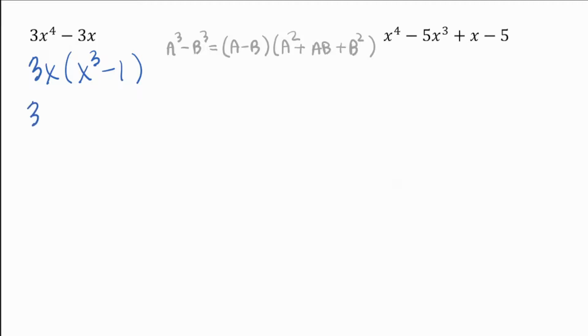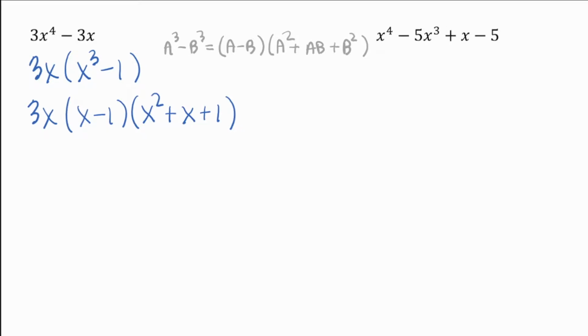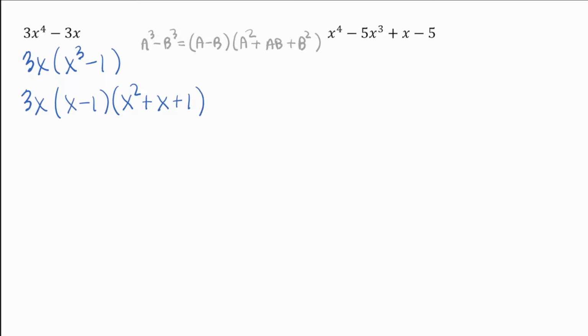So for me, I'm going to have 3x times x minus 1 multiplied by x squared, positive 1 times x, so positive x, plus 1 squared is just going to be 1. Okay. And that's as far as I can go. Okay, with this one on the right, let's see what's going on here.